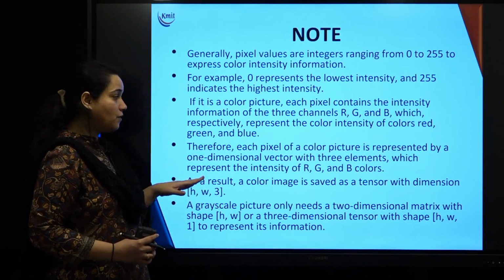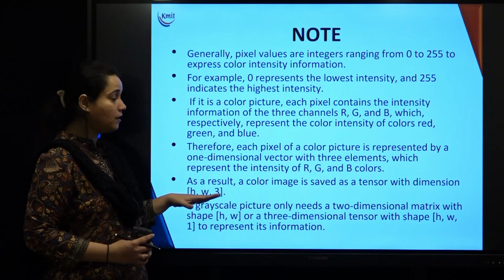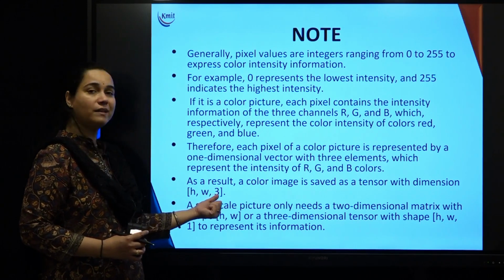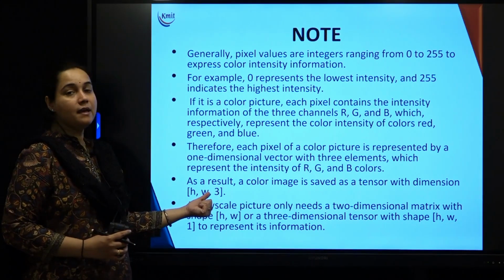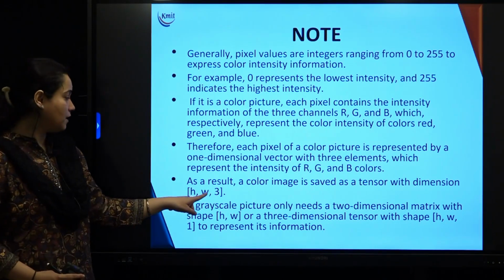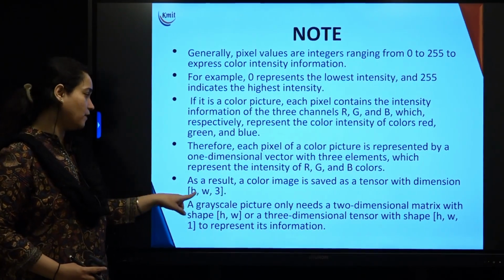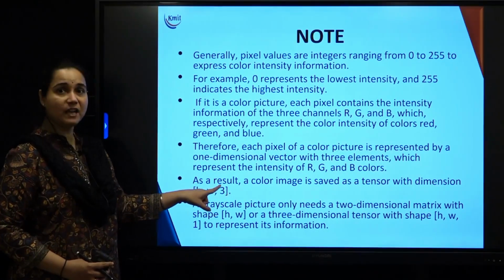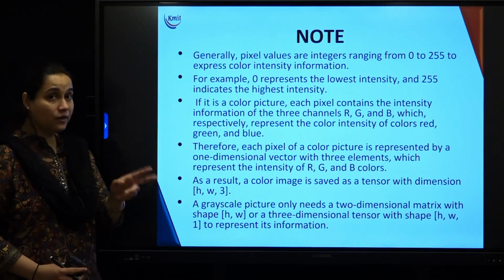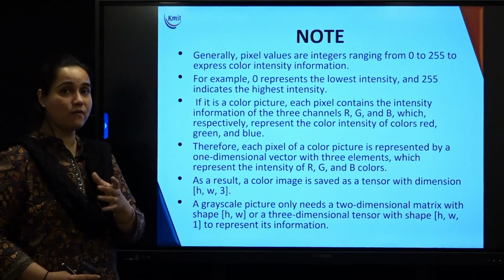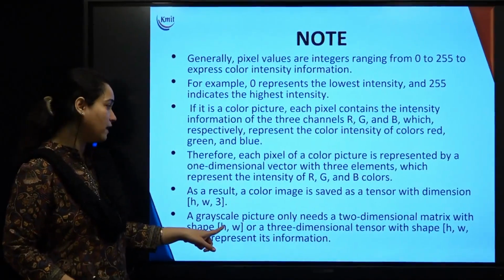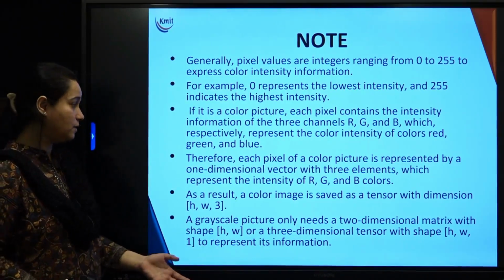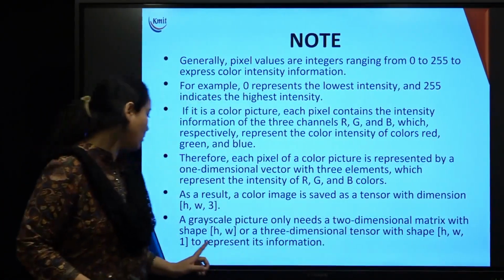As a result, if you are saving a color image as a tensor, then the dimension of that color image tensor is h comma w comma 3, because 3 is the number of channels. If you are representing an image with the height and width followed by a 3, that means it's a color image for you. And if you are using a grayscale image, then you will have only a 2-dimensional matrix, that is you have only h comma w, or if you want to represent that as a 3-dimensional tensor, then you have h comma w comma 1.